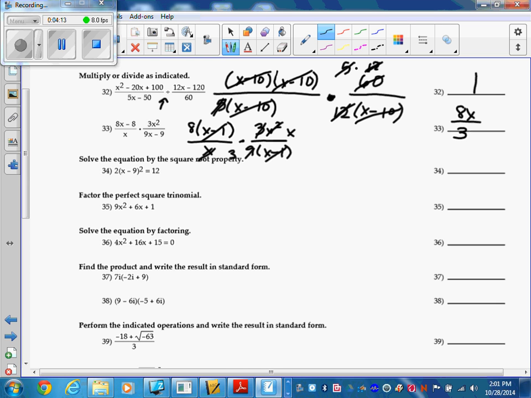Okay, on this next one, 34, we're going to divide both sides by 2. So x minus 9 squared equals 6. And when we square root both sides, x minus 9 equals plus or minus the square root of 6. So now I'm going to add 9 to both sides, and I'm just going to stop there. 9 plus or minus the square root of 6.